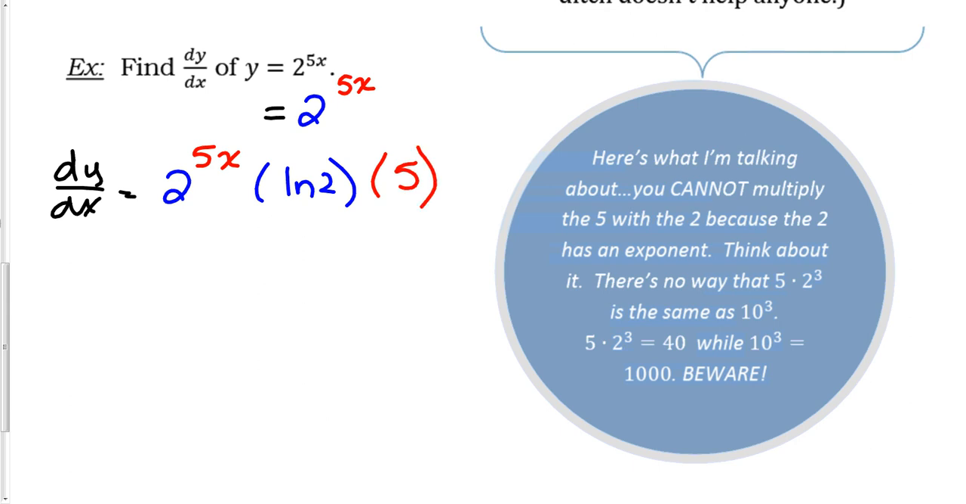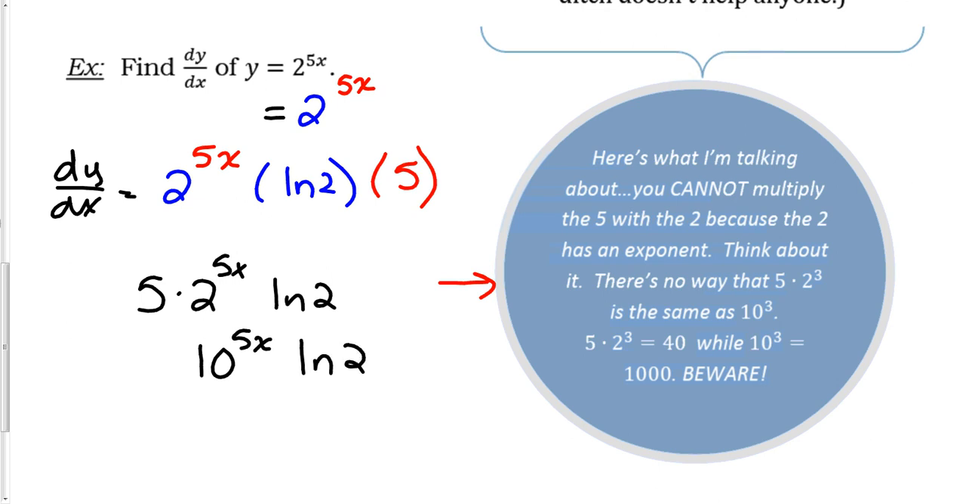Then I multiply by the derivative of the inside, which is 5. Now, a lot of people, and this is written over here in this circle, try to rewrite the 5 in front times 2 raised to the 5x times natural log 2, and then they decide that this is 10 raised to the 5x, which is incorrect. The only thing that is raised to the 5x is 2. That's it. If you multiply by the 5, it's simply 5 times that thing. You may not go here.